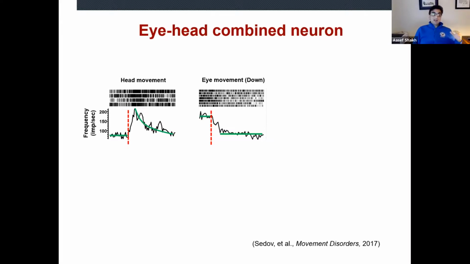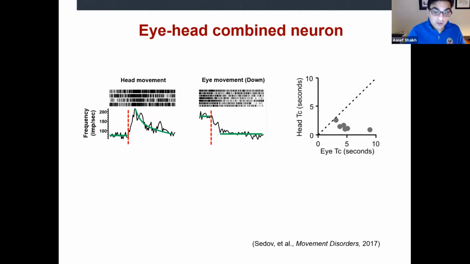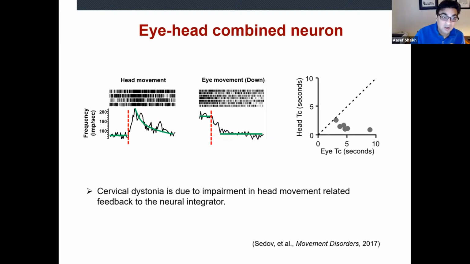What that means is that the leakiness of the head movement neuron that we saw in dystonia patients is not really the problem with the brain, but the problem with the feedback that goes into the brain. So that's what we found. And we had several neurons like that, and we measured their time constant. And as you can see, that eye time constant was consistently higher than the head time constant, which suggests that for most neurons, the problem was the feedback, not the neuron itself.